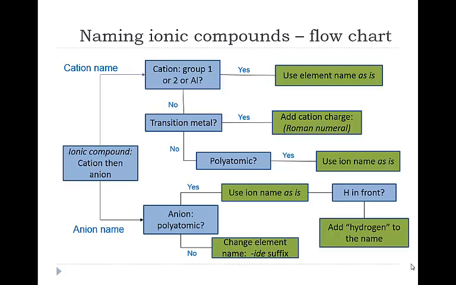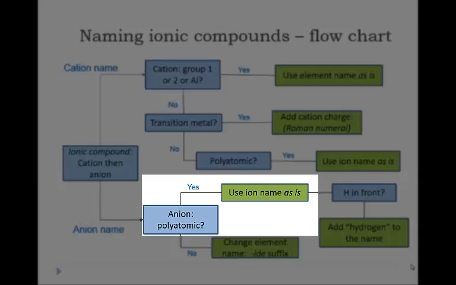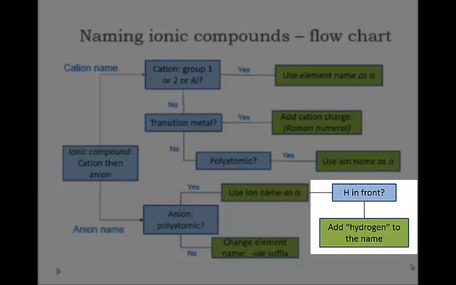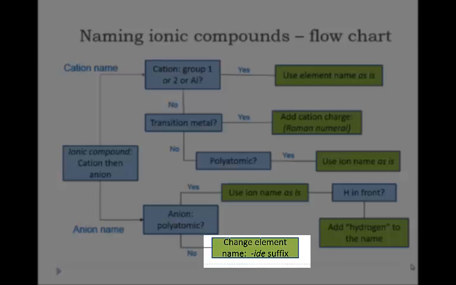For the anion name, is it a polyatomic ion? If it is, then use the ion name as it is. If it has a hydrogen in front, then we add hydrogen to the name. And if it's a monoatomic anion, you change the element name and you add the -ide suffix.